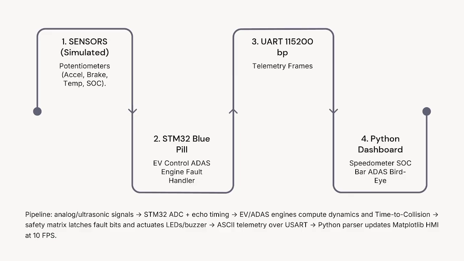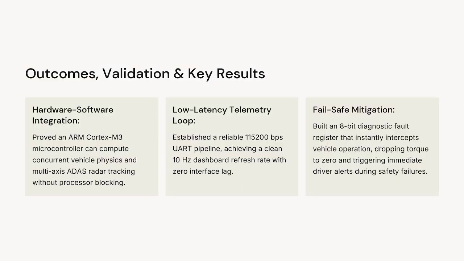This is the workflow of our project. First, on the input side, we are using sensors: potentiometers used for acceleration control and brake control, temperature and state of charge. And we are using an ultrasonic sensor for finding the collision distance. Next, the STM32 Blue Pill is used for EV control, ADAS and the engine fault handler. Over UART we send telemetry frames, and in the Python dashboard a speedometer, battery bar and ADAS bird's eye view are visible.